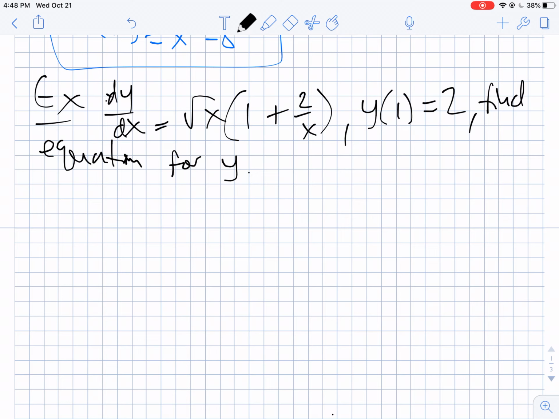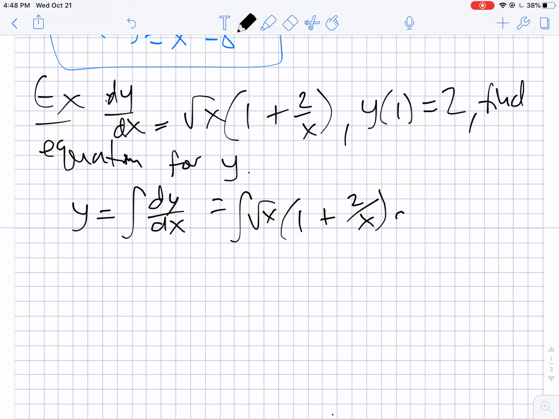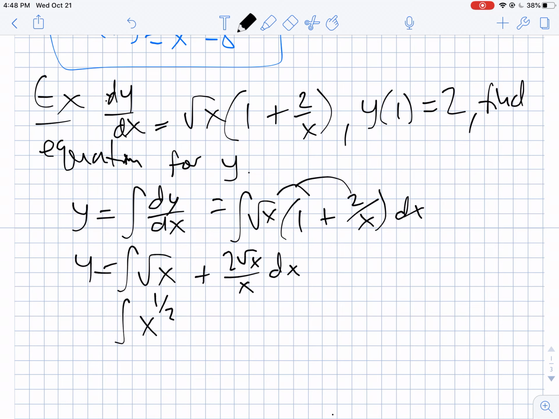Okay, so anyway, y is the antiderivative of its derivative, right? We take the antiderivative of dy/dx. So it's the antiderivative of root x times (1 plus 2 over x). Now, what we want to do in this situation is distribute. So we have root x and then plus 2 root x over x. So let's simplify, clean this up a little bit. So that's x to the 1/2. That root x over x, that's x to the 1/2 over x to the 1. So when I subtract, 1/2 minus 1 is negative 1/2.